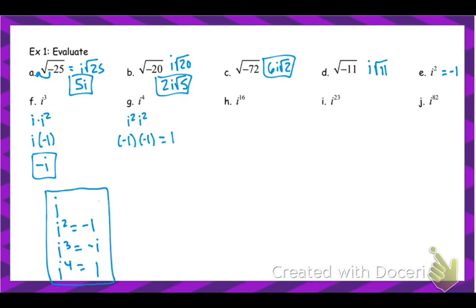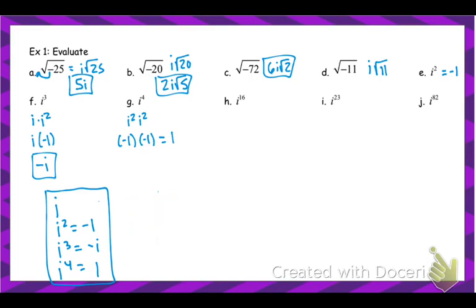Every other i raised to some power is going to be one of these four things. Because think about it, if we go to i to the fifth, that is i times i to the fourth. Well, i to the fourth is 1, so it's just i. If I do i to the sixth, that's i squared times i to the fourth, and i to the fourth is just 1, same thing as i squared. i to the seventh is i cubed times i to the fourth, and hopefully you're starting to see the pattern. That's just 1, so i to the seventh is the same thing as i to the third, which is negative i.